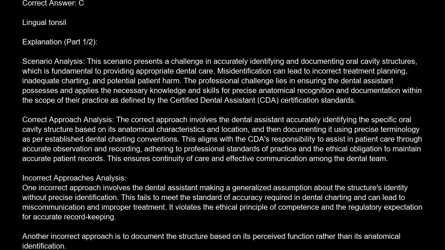Incorrect approaches analysis. One incorrect approach involves the dental assistant making a generalized assumption about the structure's identity without precise identification. This fails to meet the standard of accuracy required in dental charting and can lead to miscommunication and improper treatment. It violates the ethical principle of competence and the regulatory expectation for accurate record keeping.